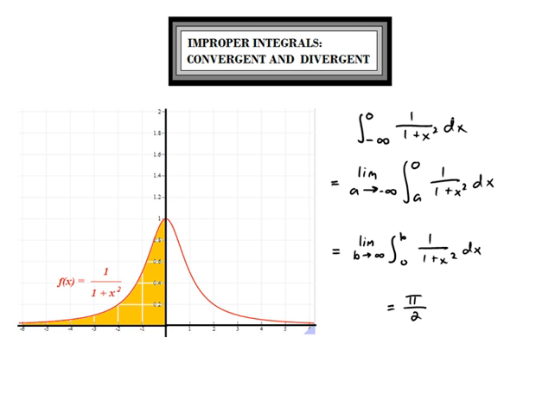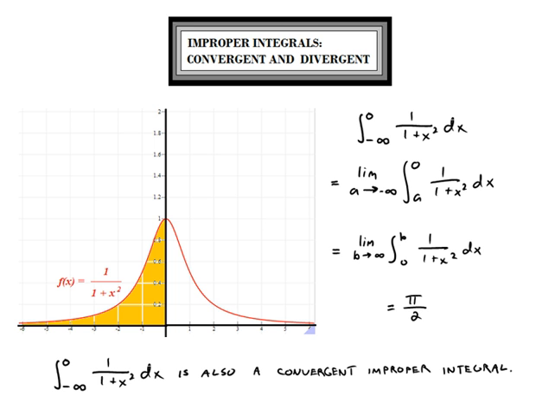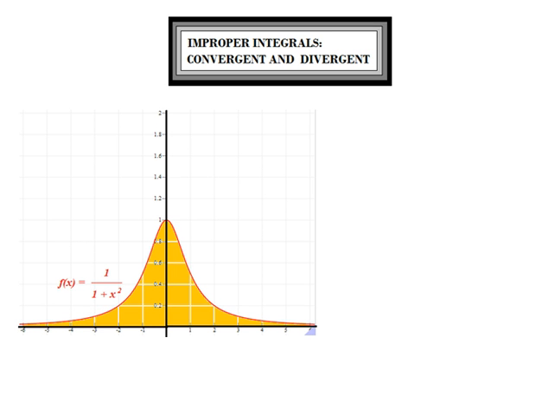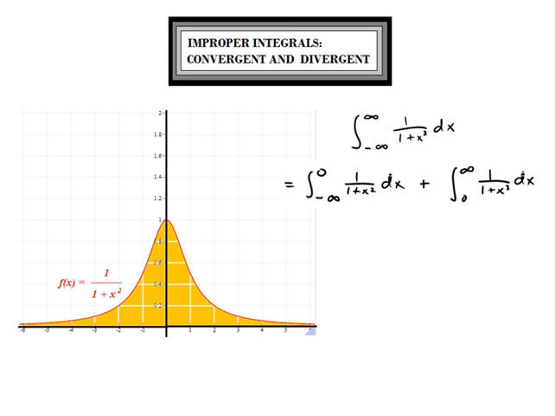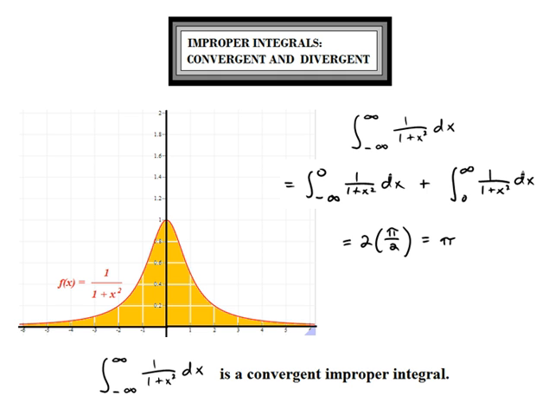The reason we bring this up now is that we can take a look at the entire graph, the area under the whole thing, from negative infinity to positive infinity. One way we can go about evaluating an integral like this is by splitting it into two different integrals, one from negative infinity to 0 and one from 0 to infinity. Both of those gave us the same area of pi over 2, so the total area under the entire graph is just pi. And it turns out that the integral of f of x from negative infinity to infinity is a convergent improper integral.